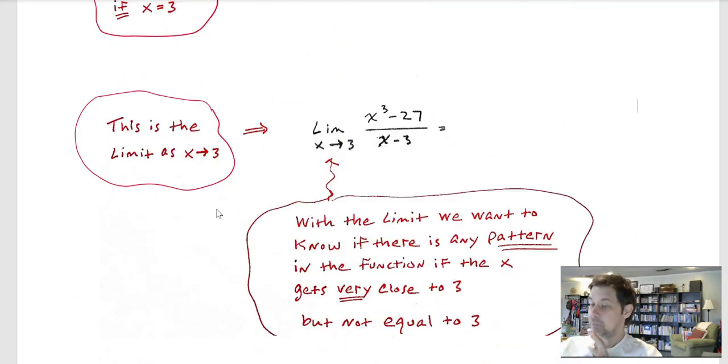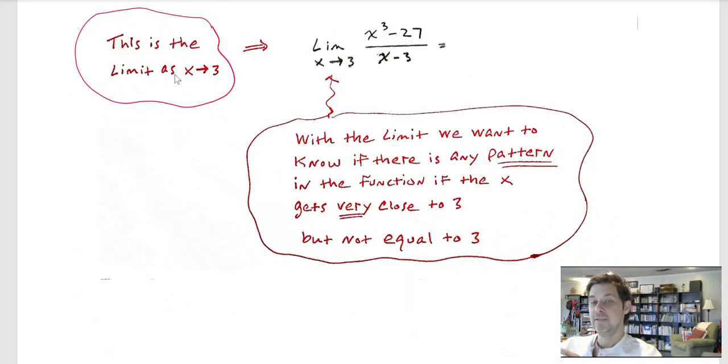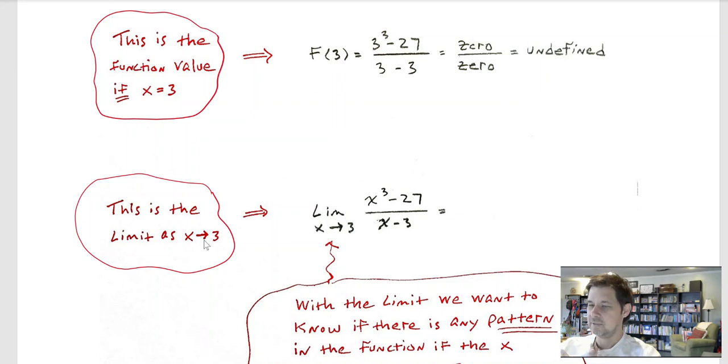And then something completely different is the limit as x goes to 3. Now look, already I see something different. That's an equal, and this is an arrow. That alone would tell you that a function value, meaning plugging a number into a function, is not the same thing as a limit. x equals 3 can't be the same thing as x arrow 3. I mean, they're different symbols, different notations. Okay, so yeah, all right.